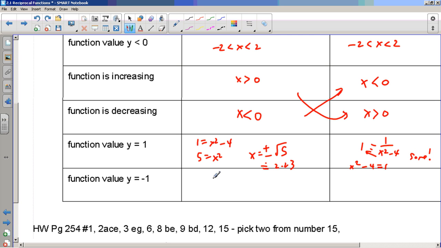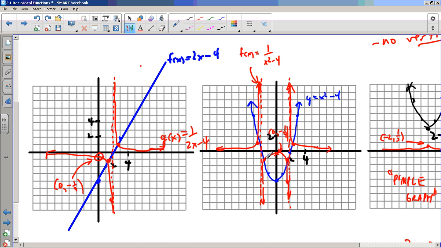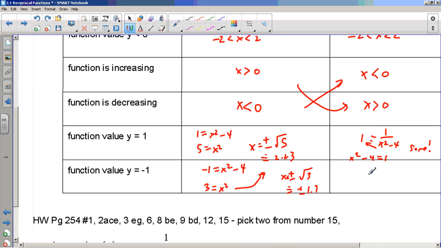What about when the function value is equal to -1? Add 4 to both sides. It's going to be the positive and negative square root of 3, which is about positive and negative 1.7-ish. And did I get my stationary points at positive and negative 1.7-ish? You bet. Dandy. And if I do the same thing over here, cross multiply, I get the same thing.